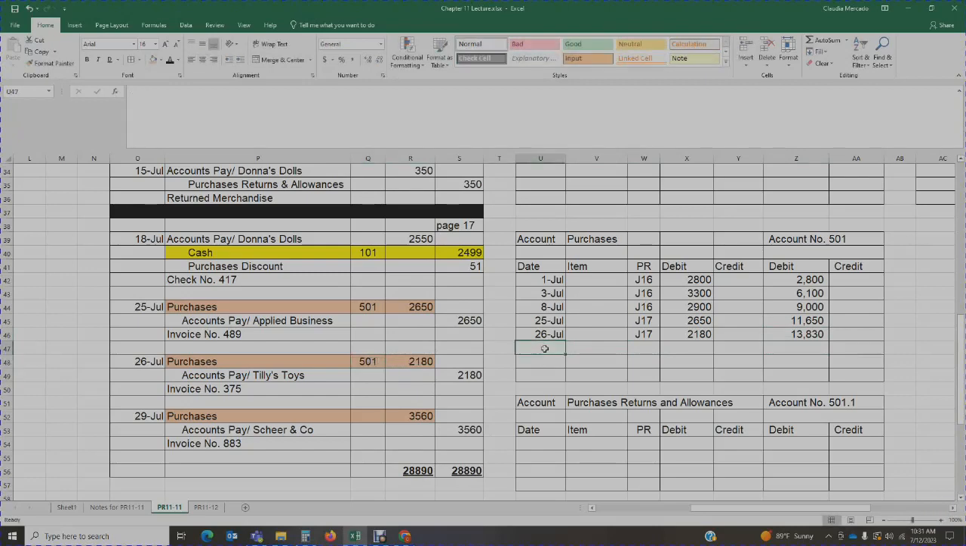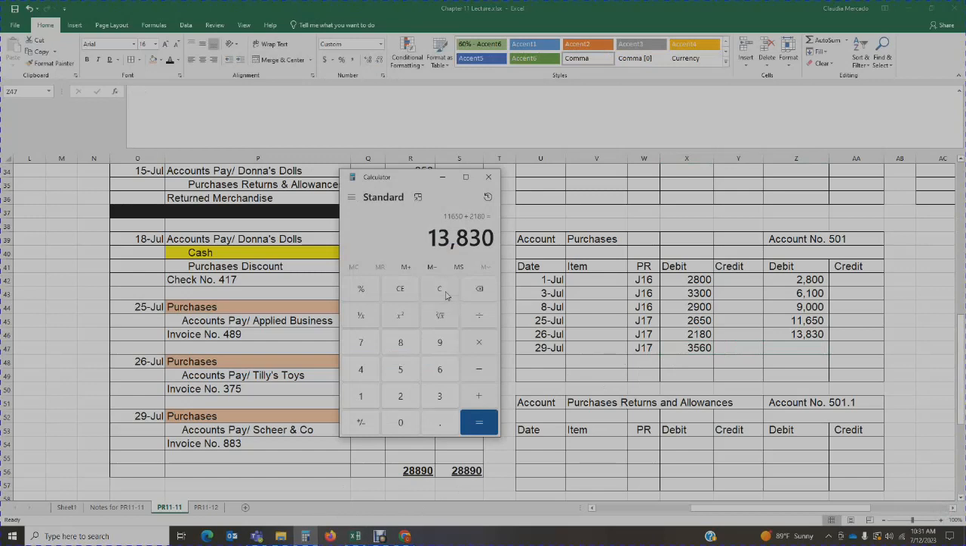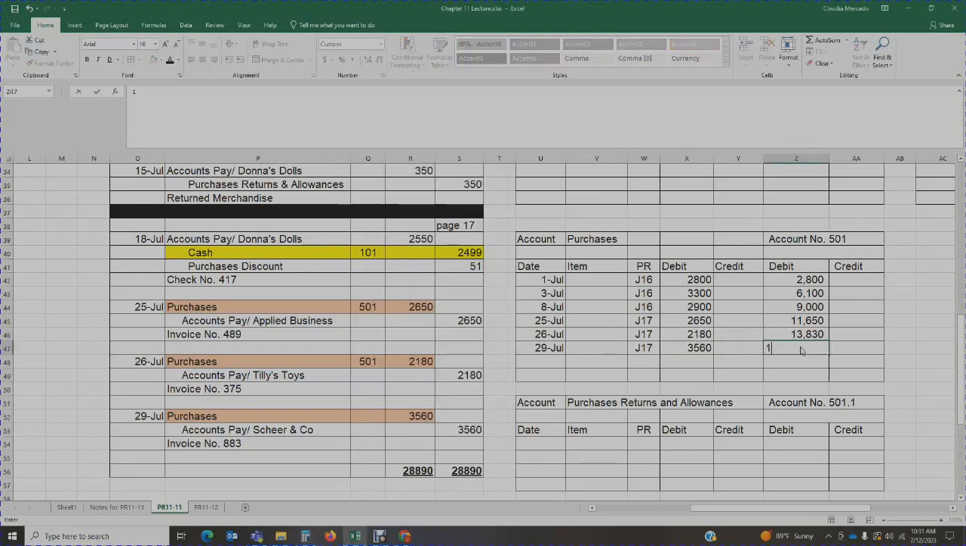And then the last entry we have is on July the 29th, journal 17. We've got a debit of 3,560. We're going to add 13,830 plus 3,560. That's going to give me 17,390. And then I'm going to put a 501. So my ending balance for purchases is 17,390.